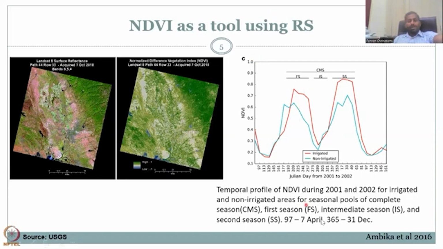So what is happening here is, in this paper, the Julian day is taken. So some researchers write it as calendar day or Julian day. In Julian day, 97. So Jan 1 is 1. And then you just keep on adding. So Jan 31 is 31. Feb 1 is 32. So if you do that calculation, 97th day in the Julian calendar or Julian day is 7th of April. 365th day is 31st of December, if it is a normal year. In a leap year, you'll have another.